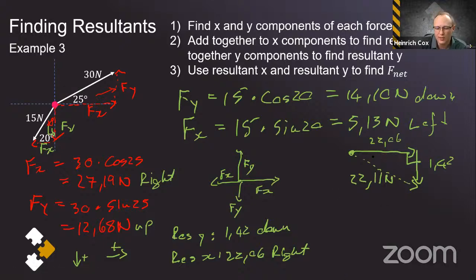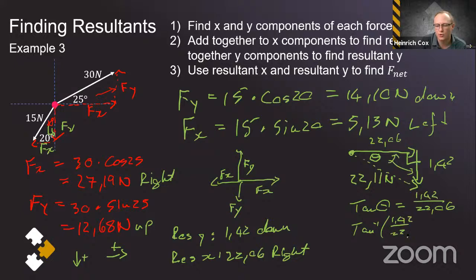And then if we want its direction, we need to find this angle here, theta. So to find that theta, we'll need to use trig. So we'd go tan theta is equal to the opposite over the adjacent, which is then 1.42 over 22.06. And then we can use the inverse tan function. So inverse tan of that 1.42 over 22.06 is going to give us theta.